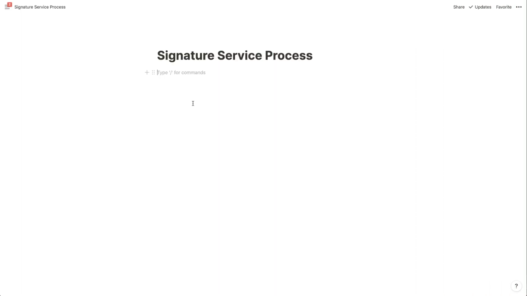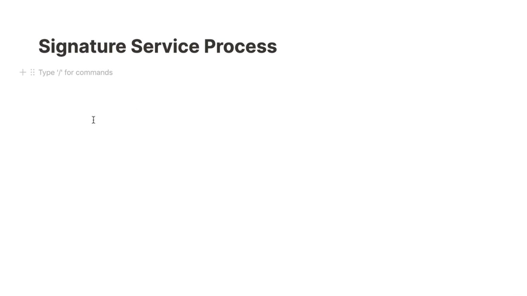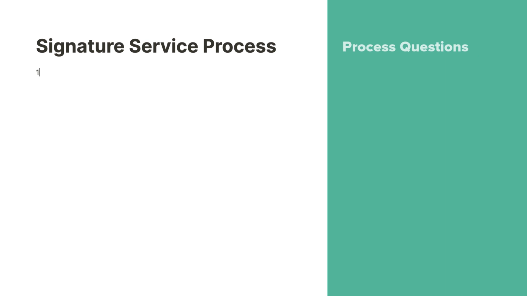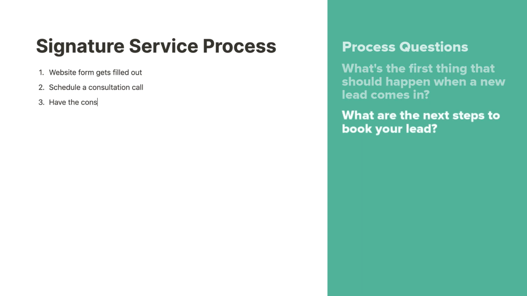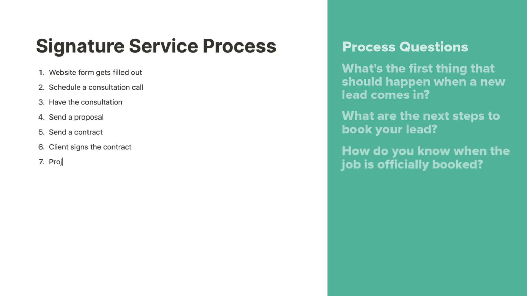Start by writing out every step in the process of working with the client from beginning to end. If you have more than one service, pick one to focus on initially. If you get stuck, ask yourself questions like, what's the first thing that should happen when a new lead comes in? What are the next steps to book your lead? And how do you know when the job is officially booked?